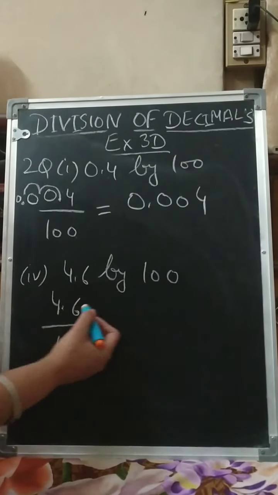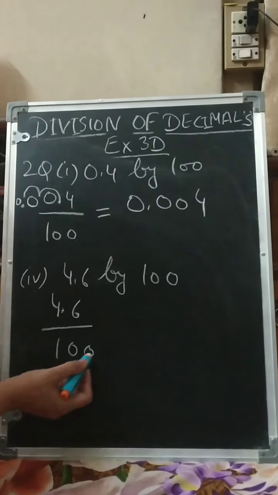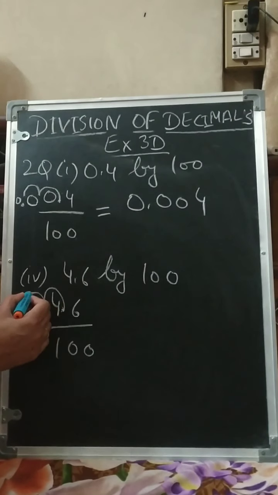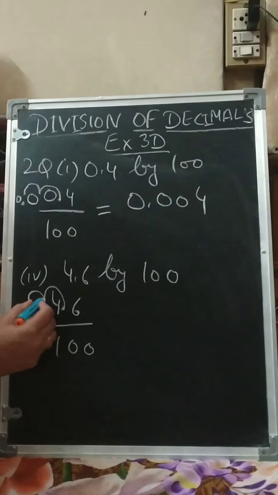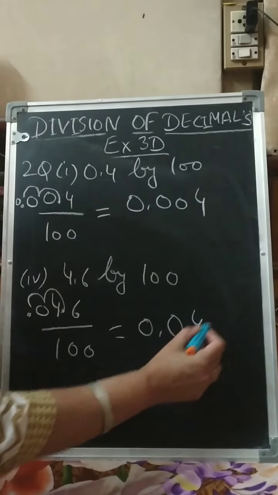Fourth part I have taken for you. So divide by 100 is there. Again you will shift same question. 1 step, 2 step. So 0 you will write yourself and point, and answer is 0.046.